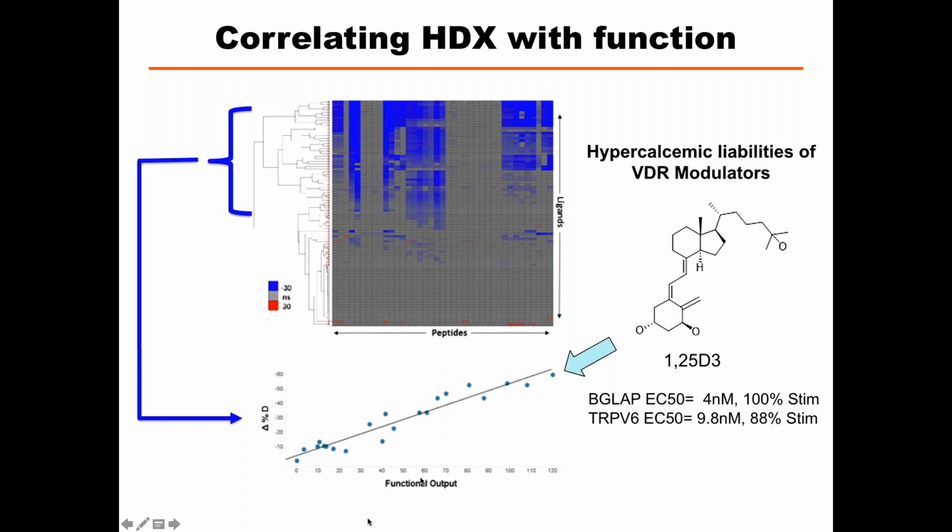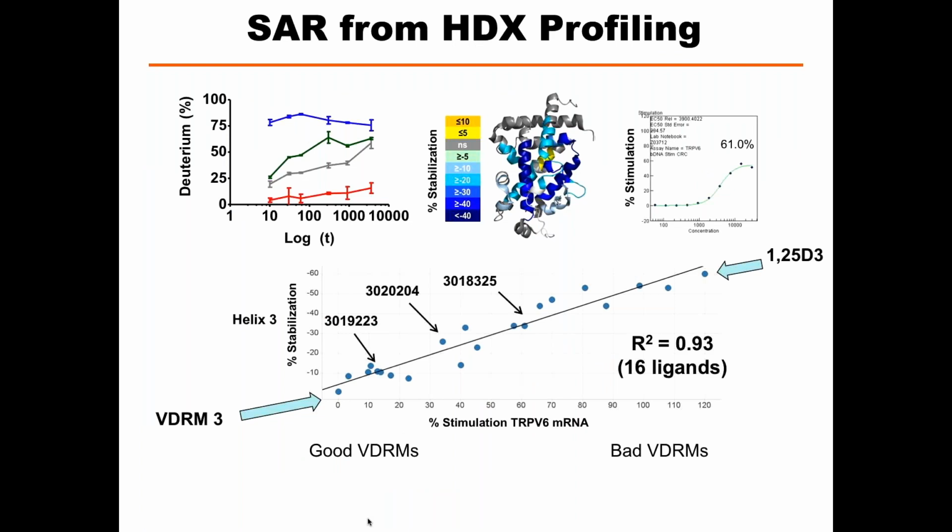In this case, it was a qPCR-based assay looking at TRPV6 expression. And lo and behold, there were peptides within the data set that showed a nice correlation between their protection and the functional output of TRPV6. Basically, you just walk up here where you have a compound that looks really good. So all these were potent on the bone hormone, but this one basically does not activate TRPV6, and it also has essentially no stabilization of helix 3, whereas the natural hormone, which activates both, shows very strong perturbation.